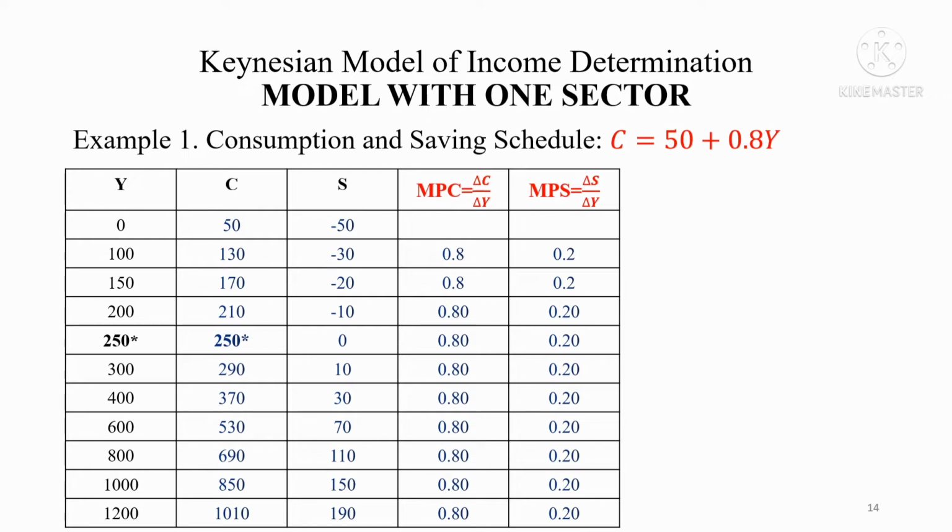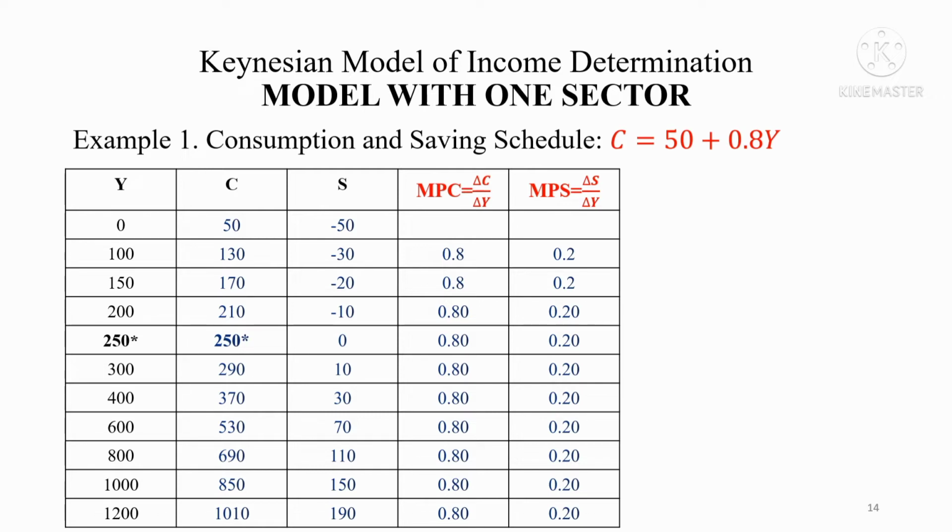The next two columns are the columns for MPC and MPS. So we can also solve for MPC and MPS using the consumption function. As I have said a while ago, that 0.8 is the value of MPC, and it follows that the value of MPS is 0.2, because MPC plus MPS is equal to 1. Another way to calculate for MPC is by using its formula.